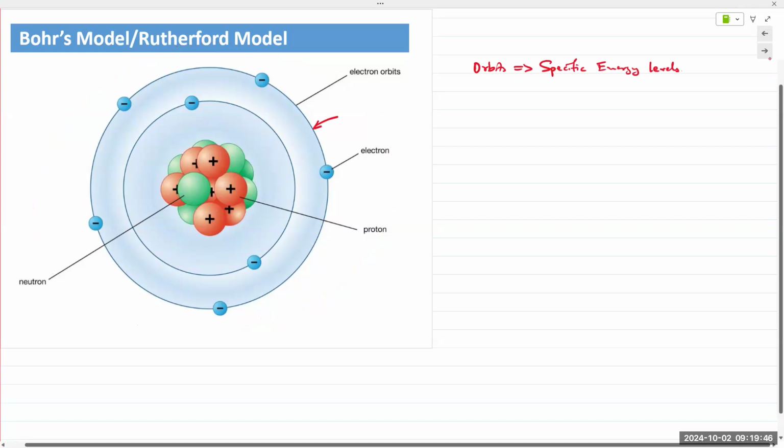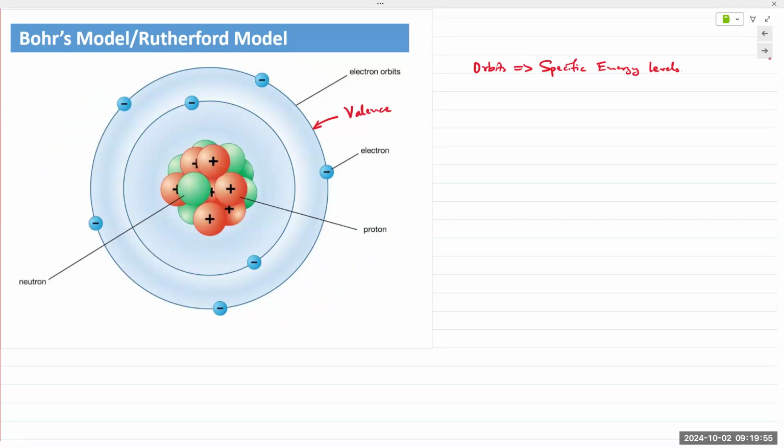The outermost orbit is known as the valence orbit, the valence shell, and the electrons occupying that orbit are known as the valence electrons. And so column 4 elements, like silicon and germanium, have 4 electrons in their outermost orbit. Right? So far, so good.